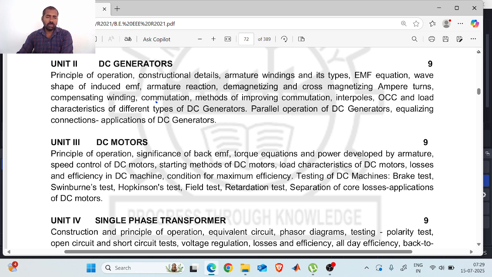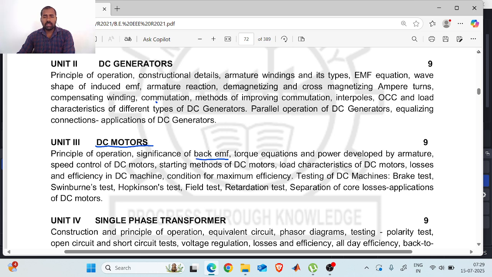When you come to unit number 3, the unit name is DC motor. In this unit also you will study the constructional details of the DC motor and the principle of operation, and what the significance of back EMF is.